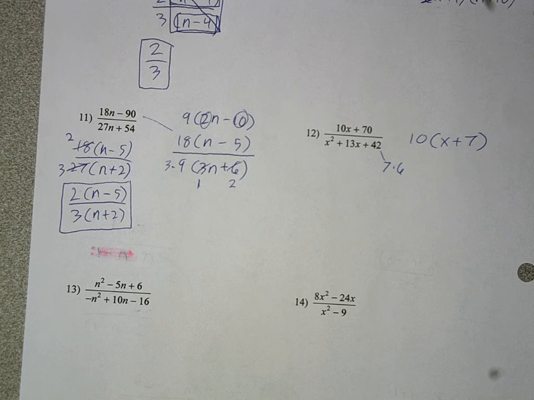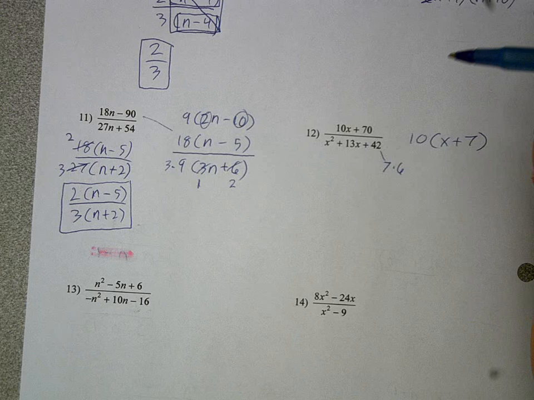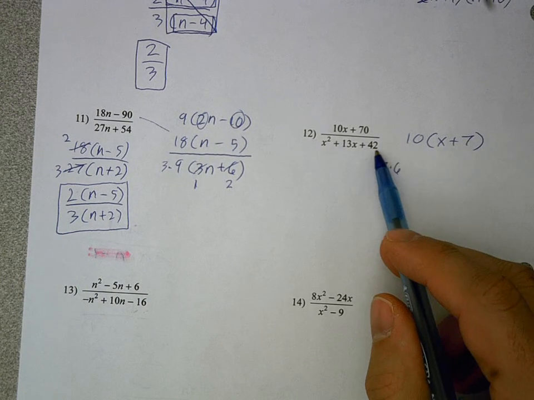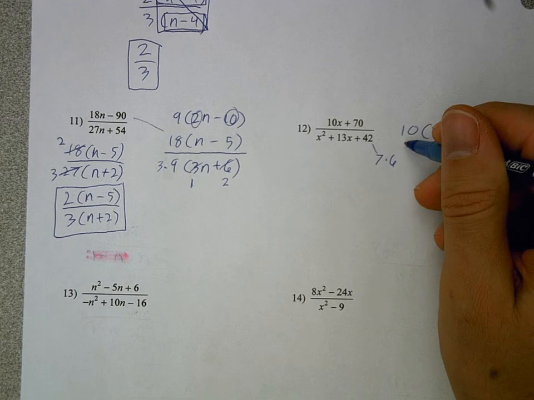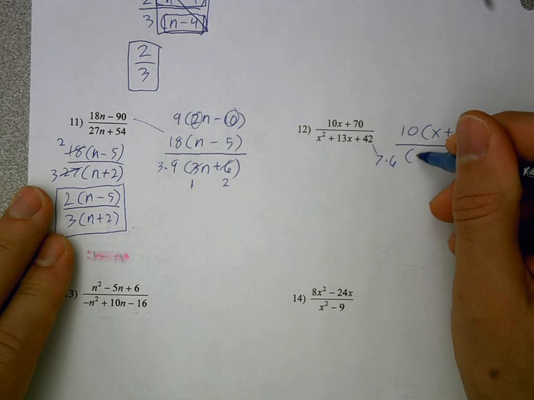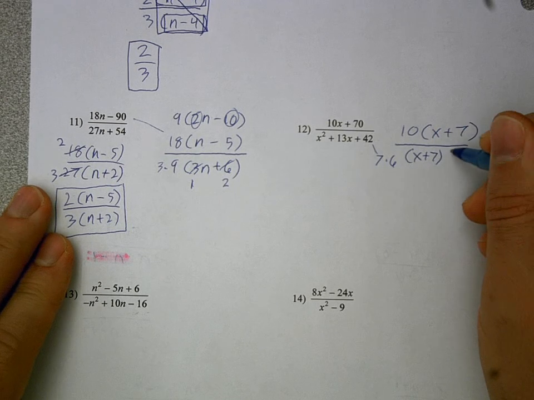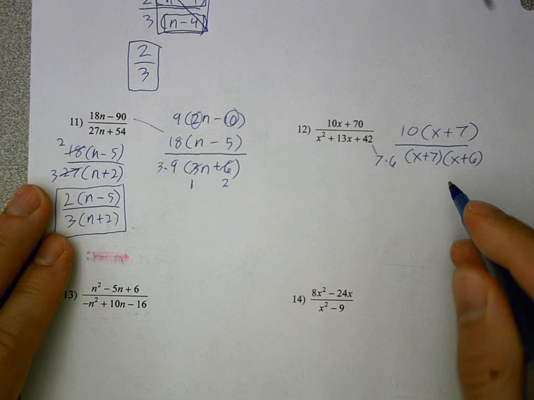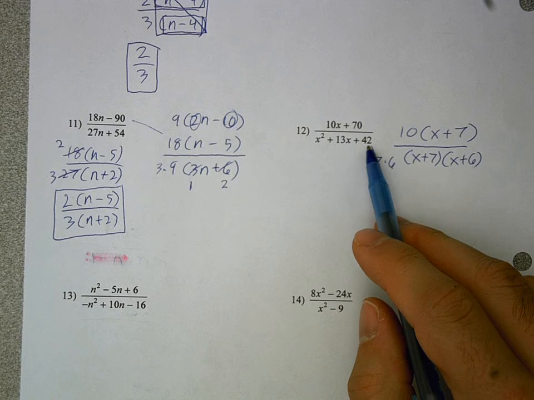This is what we were doing just a little while ago. We were factoring stuff like this. We're going to be factoring a lot. It's going to keep coming up. So once I see that 7 times 6 makes 42, I can factor this into x plus 7 and x plus 6. That multiplies to 42 and adds up to 13.